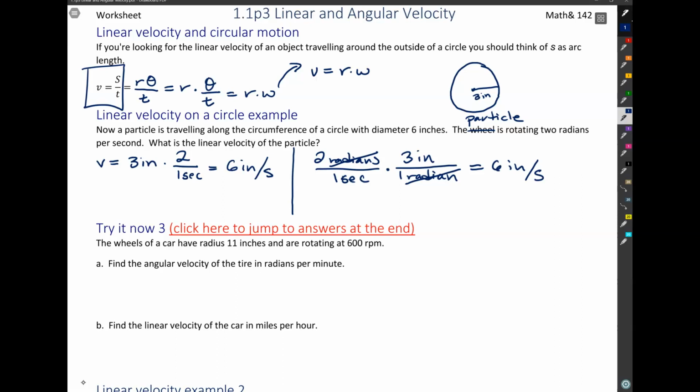So linear velocity, I'm not changing the definition, I'm just pointing out that we get an arc length formula in the mix when we're doing this, and that can be really helpful.